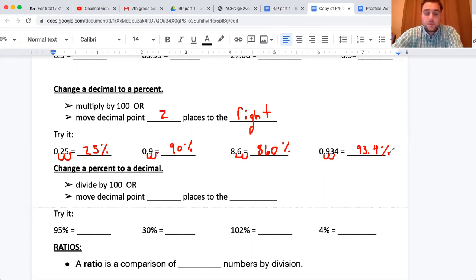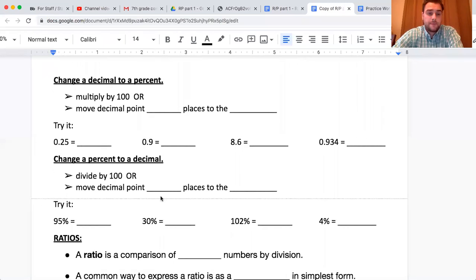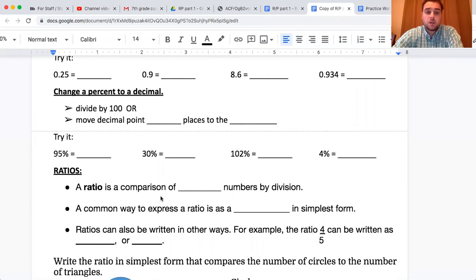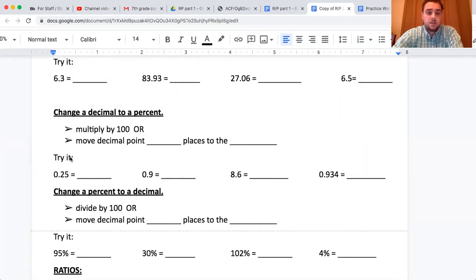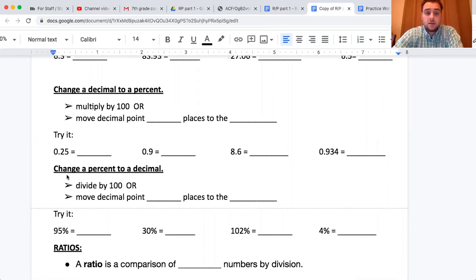Okay. Let's go and move on and talk about how do we change a percent into a decimal. So in order to change a percent to a decimal, we're going to do the opposite of what we did to turn a decimal to a percent. So since we multiplied by 100 to change the decimal to a percent, in order to change the percent to the decimal, we're going to divide by 100. So do the opposite. Or you can move the decimal point 2 places again, except this time, if the last time was to the right, we'd do 2 places to the left.